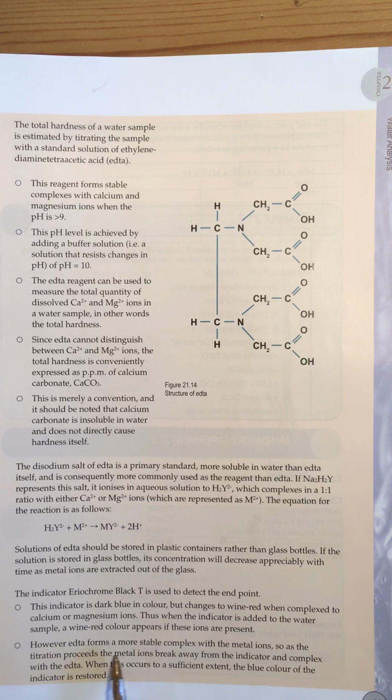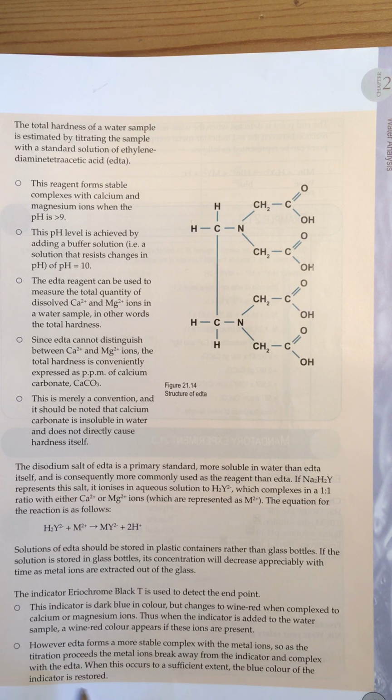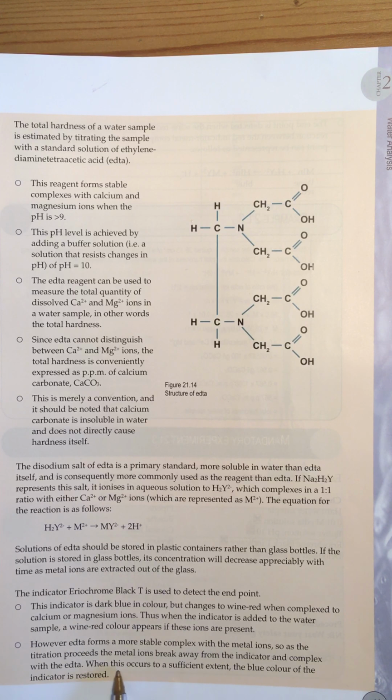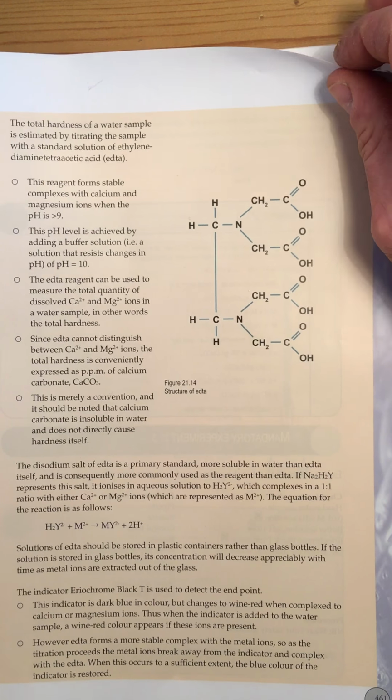However, EDTA forms a more stable complex with the metal ions, so as the titration proceeds, the metal ions break away from the indicator and complex with the EDTA. When this occurs to a sufficient extent, the blue color of the indicator is restored. So that's all the theory to go with total hardness. The next thing I'm going to discuss now, part 2, is the experiment.